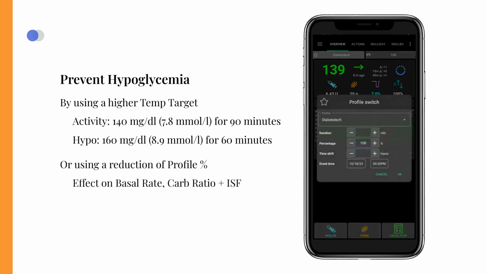Remember that if you reduce your profile by, for example, 50%, this will not only reduce your basal insulin rate, but also make your carb ratio and insulin sensitivity 50% less aggressive. It's important to note that in some cases, the algorithm may increase basal insulin even when you are experiencing low glucose levels. This could be necessary if the predicted glucose level is higher than the target value. In the majority of cases, AndroidAPS is accurate regarding its predictions.